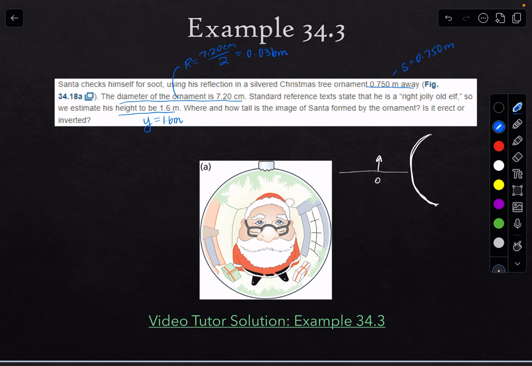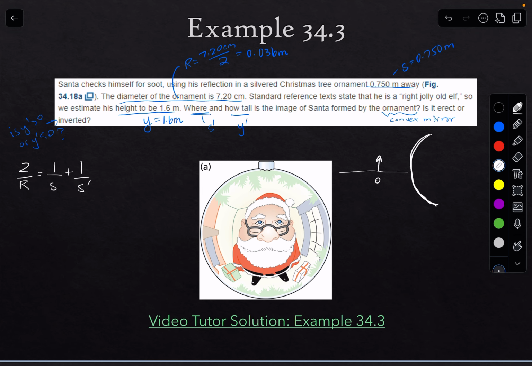So anyway, what are the questions here? The question is where? So what is S prime? And how tall, Y prime, is the image of Santa formed by the ornament, right? And this ornament here is a convex mirror. Is it erect or inverted? That's basically answering the question, is Y prime greater than 0 or less than 0? Okay, so we're going to use our good old object image distance relationship. We'll go ahead and use the version with R.